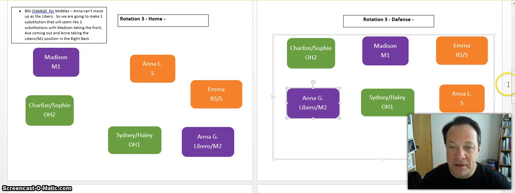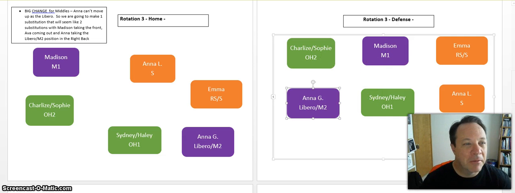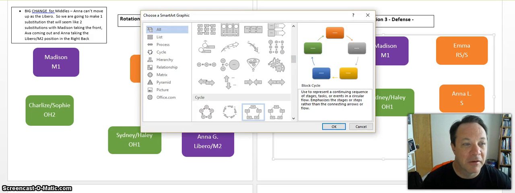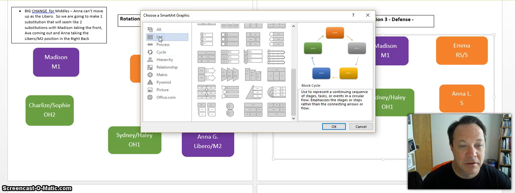So let's talk about that one more time. Just remember that our setters will be on the right side. Our hitters will be across from each other in the X. I keep referring to the X, so I'm going to see if I can actually show you what I mean by that. I'm going to just show you a quick idea of what I mean by the X in this case. See if I can find myself some smart art here that will let me do that. Well, it's not letting me do it real quickly.